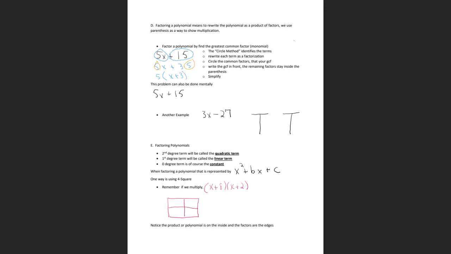So notice that this could be done mentally. If I look at 5x and 15, I'm looking for the GCF between 5x and 15. If you recognize that 5 is the biggest factor, we pull that out, and that leaves us just the x. And again, when we pull out, that means you're dividing. So if I divide that 15 by 5, that's going to leave me a 3. And so that would become the factorization of 5x plus 15. It turns into a product of factors. So those factors would be the 5 and the x plus 3.